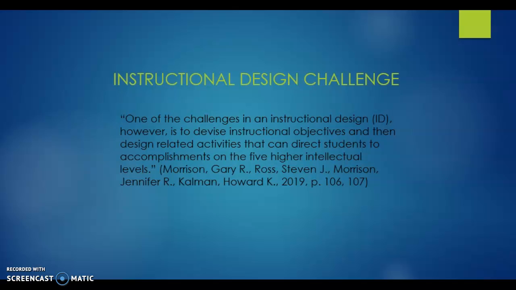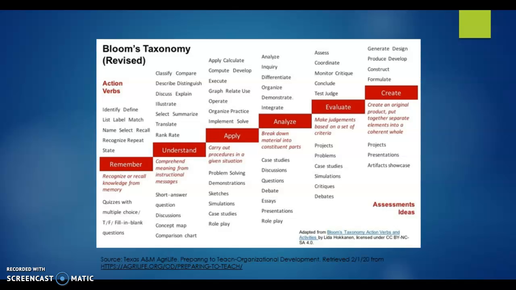One of the challenges in instructional design is to devise instructional objectives and then to design related activities that will direct students to accomplishments on the higher intellectual levels. This example of Bloom's taxonomy shows how this can be accomplished. Action verbs are shown above each cognitive operator. Different activities that are appropriate for each level then are shown below. Verbs and activities from the higher levels can be chosen to achieve the higher learning.